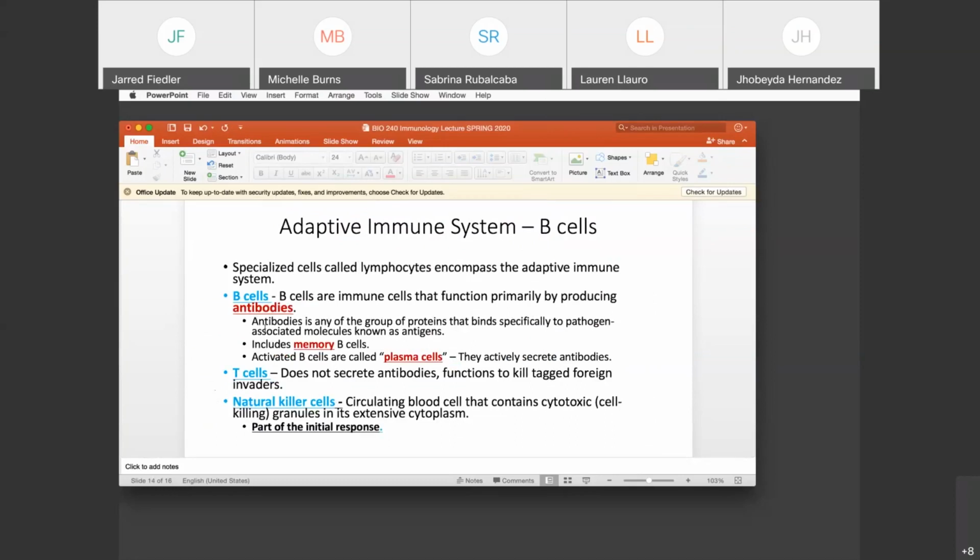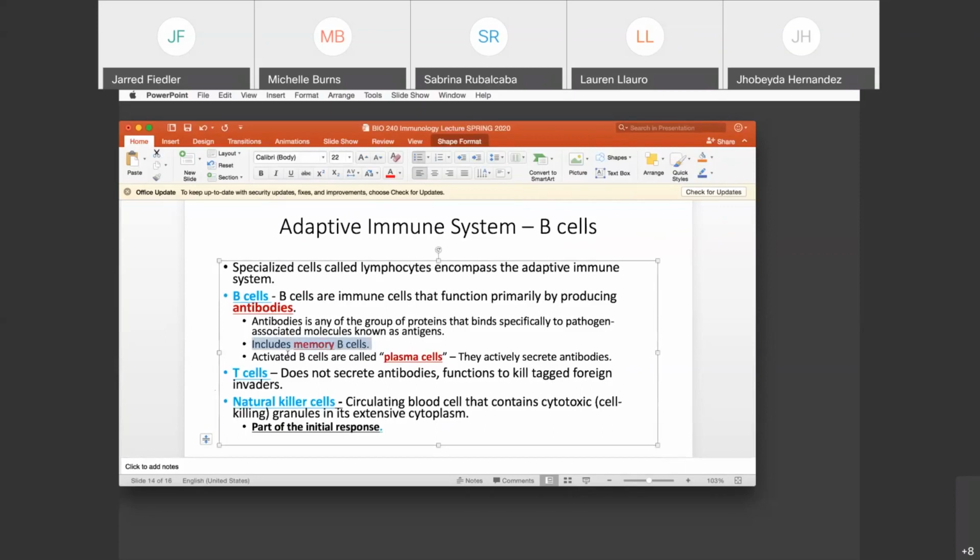Once it does bind to that, it tags the foreign invader and lets other cells in the immune system know, hey guys, I just tagged the bad guy that's in our system. That's how they work. They include memory B cells, so that means they memorize previous infections. This is the reason why you gain immunity towards an infection.